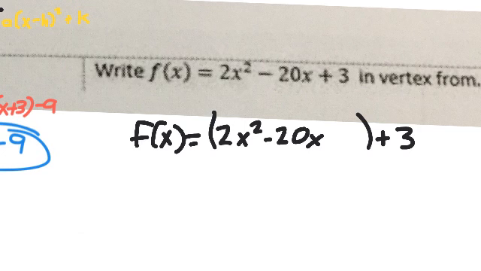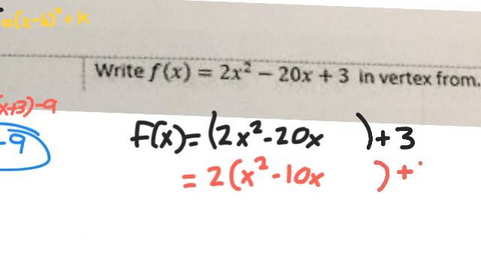So if I look at just 2x squared minus 20x, I can see they have a GCF of 2. So I could rewrite this as 2 times x squared minus 10x. And then again, I'm going to leave this blank space because I know I'm going to complete the square. And then that plus 3 is still on the outside.